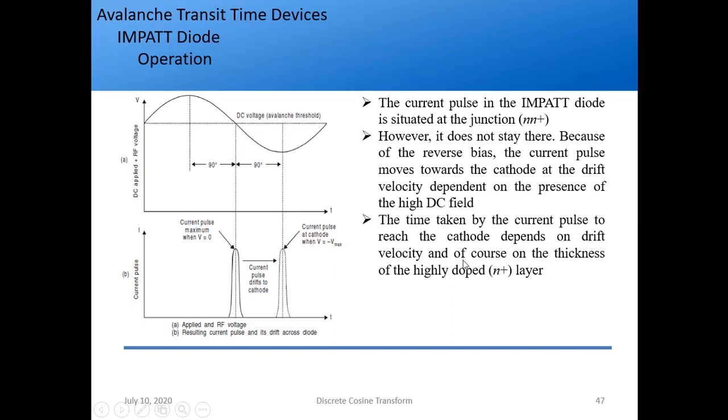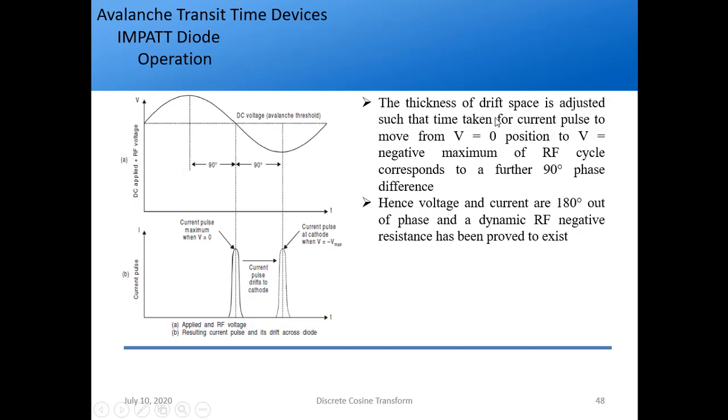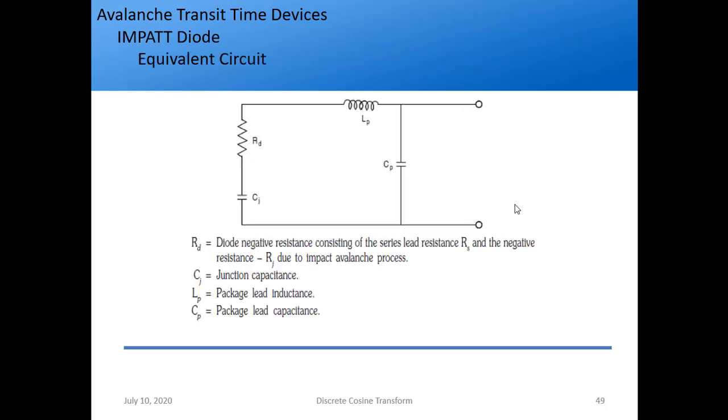So we can adjust the time and the thickness of the highly doped N plus layer so that the current travels with a phase shift of 90 degrees between the voltage zero and the negative voltage maximum. If we are able to achieve this with the adjustment of this thickness, then we'll have a 180-degree phase shift, and we can say that the negative resistance has been proved to exist, and therefore oscillations are sustained. So this is essentially the operation of the IMPATT diode. And this is again the equivalent circuit.